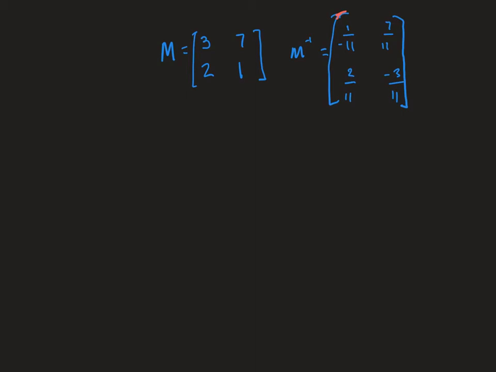Matrix multiplication works like this. If we have two matrices that are both square in our case, we multiply the first row of the first matrix by the first column of the second matrix. That sounds complicated, but here we have 3, 7, 2, 1 times 1 over minus 11, 7 over 11, 2 over 11, minus 3 over 11.